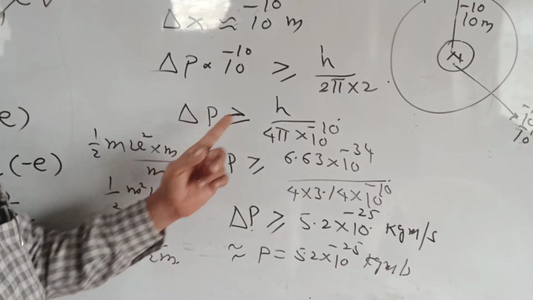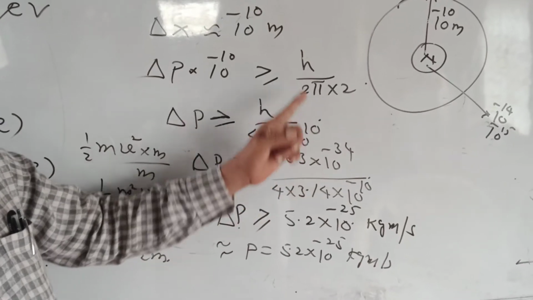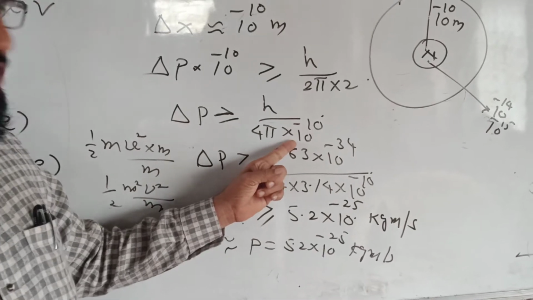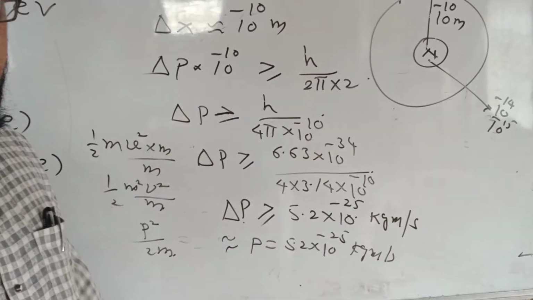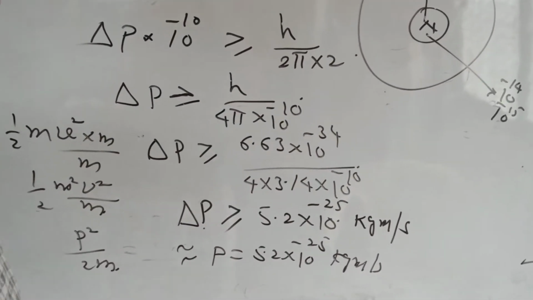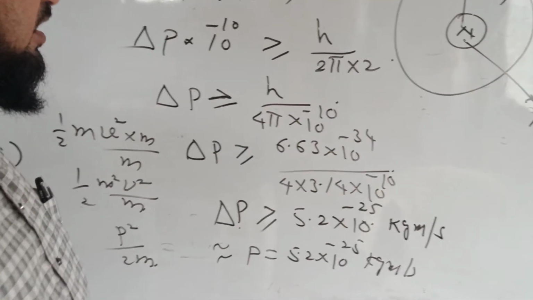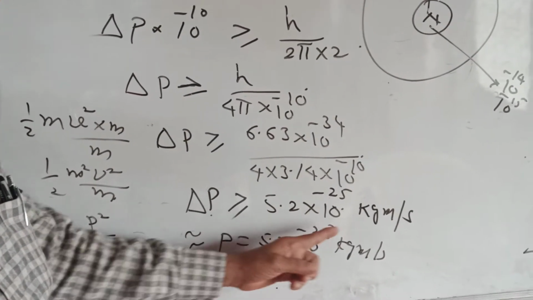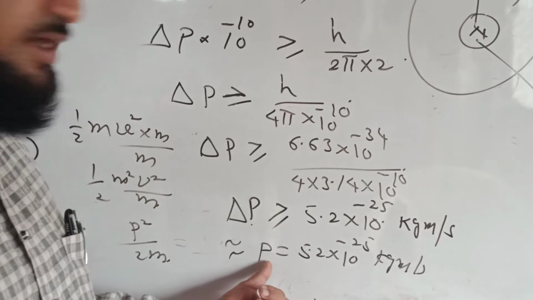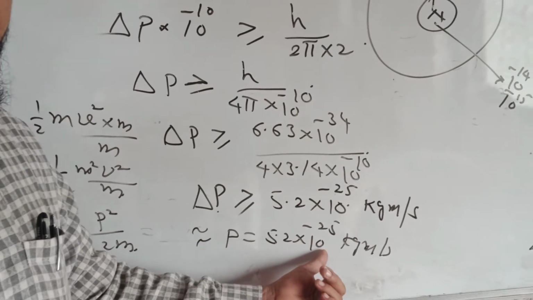Therefore, I am substituting here for the position as 10 to power minus 10, and I will calculate the value of delta P as greater than or equal to h upon 4 pi into 10 to power minus 10, because h cross is h upon 2 pi. I substitute the value of h, Planck's constant, as 6.63 into 10 to power minus 34, with 4, 3.14 as the value of pi, and 10 to power minus 10. It is calculated as 5.2 into 10 to power minus 25 kg meter per second, which is the uncertainty in the momentum.